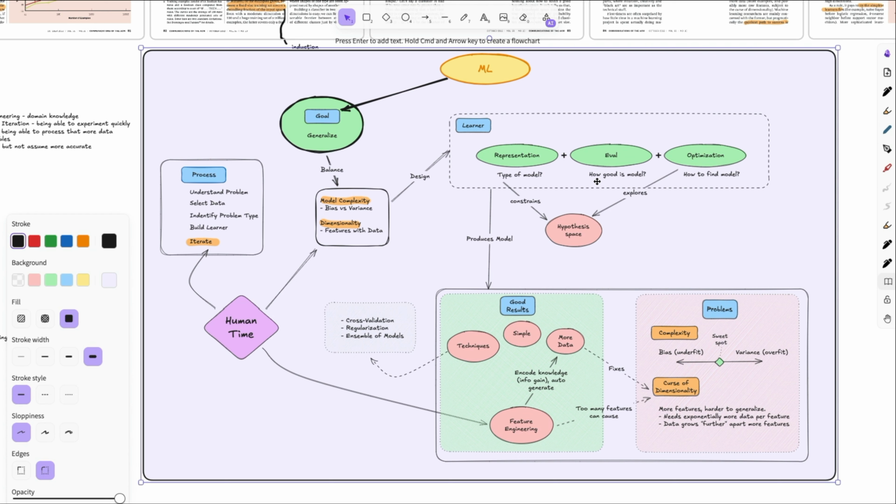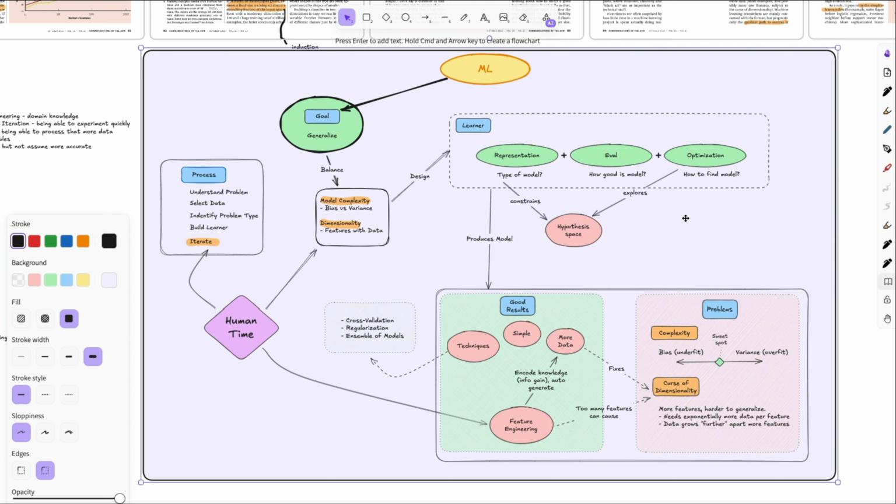How do we know if this model is doing a good job? And then the optimization process: how are you going to find which model in the hypothesis space of all possible models that exist, given the representation you picked? How do you find it?